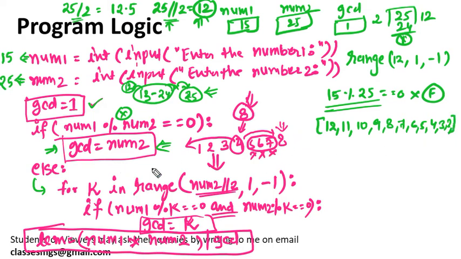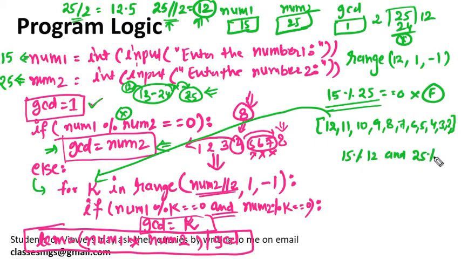Okay, now the first time 12 will come into this k variable. Is 15 % 12 equal to 0, and 25 % 12 equal to 0? There is a remainder, it is not 0, so this condition is false. We will go and execute the loop again.